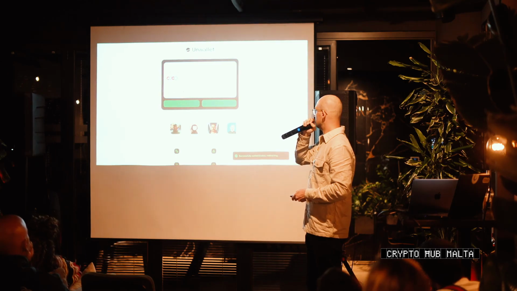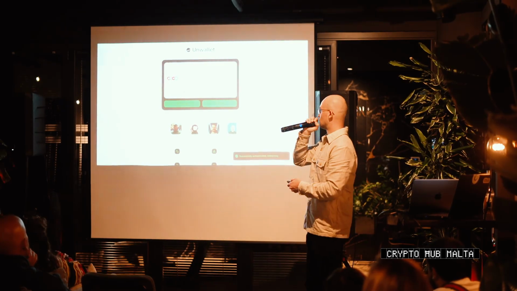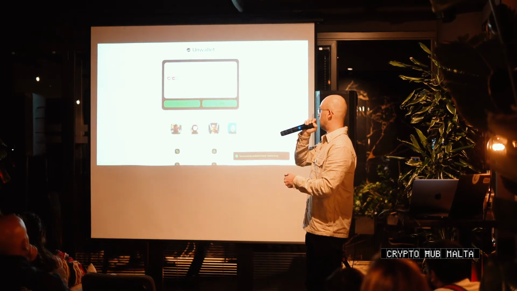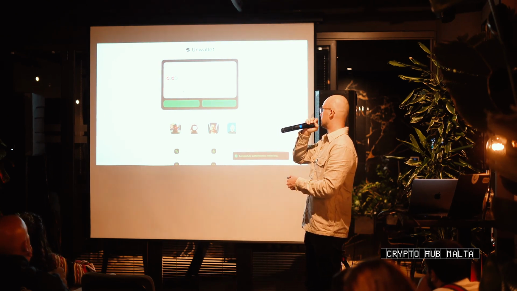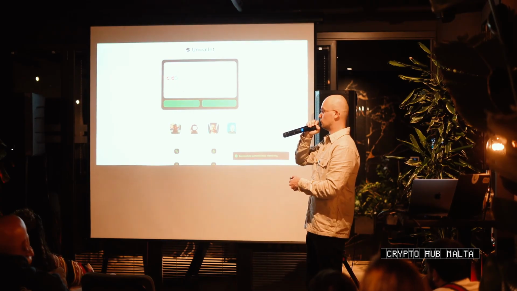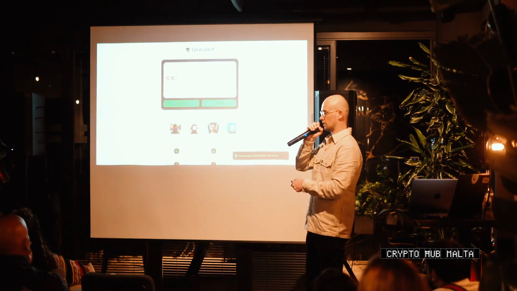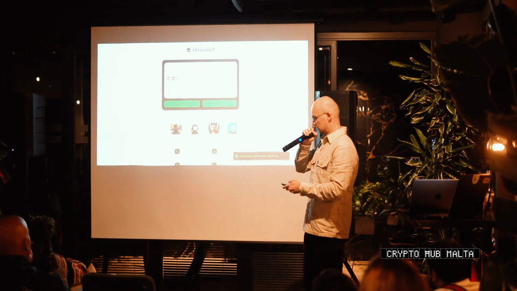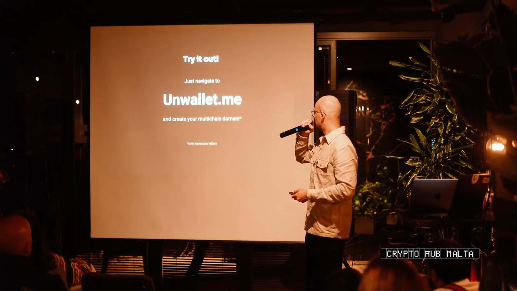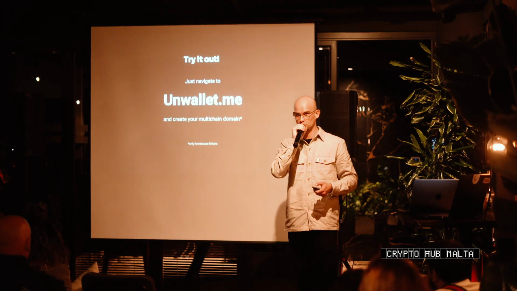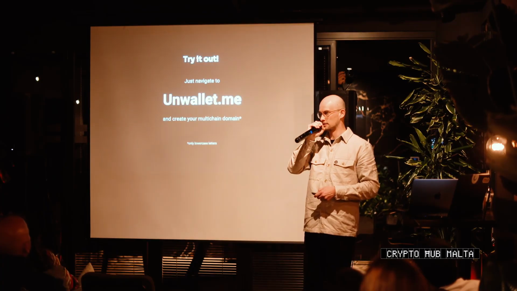So this is how it looks when you have funds on the wallet. With Chainlink data feeds, all of those aggregated funds from this test network, so it can be Avalanche, Polygon, Optimism, or Base, will all be aggregated and summarized in your account. And just try it out now if you want. Just go to unwallet.me and create your multi-chain domain, and you can only type in lowercase letters.